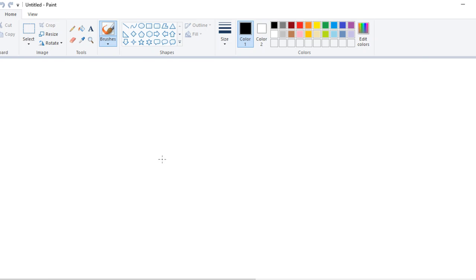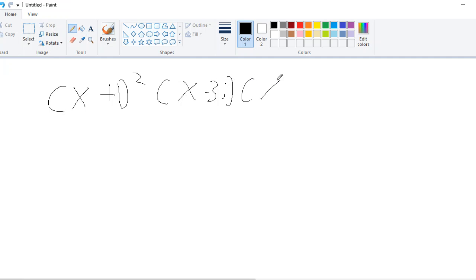Okay, so it is clear that we have to do this for all the answer choices, but one of the correct answer choices was, so this is the correct answer, x plus 1 squared times x minus 3i, x plus 3i. So this is one of the answer choices.